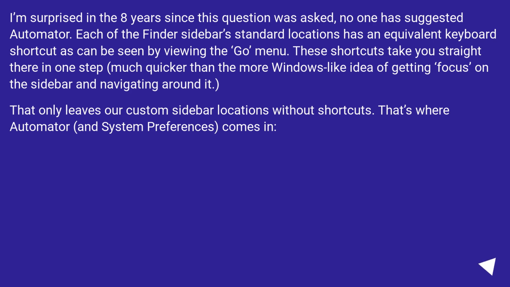I'm surprised in the 8 years since this question was asked, no one has suggested Automator. Each of the Finder sidebar's standard locations has an equivalent keyboard shortcut, as can be seen by viewing the Go menu. These shortcuts take you straight there in one step, much quicker than the more Windows-like idea of getting focus on the sidebar and navigating around it. That only leaves our custom sidebar locations without shortcuts. That's where Automator and System Preferences come in.